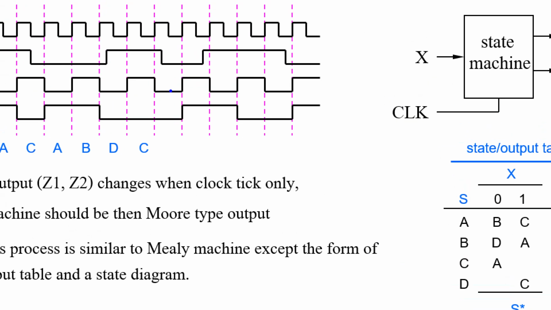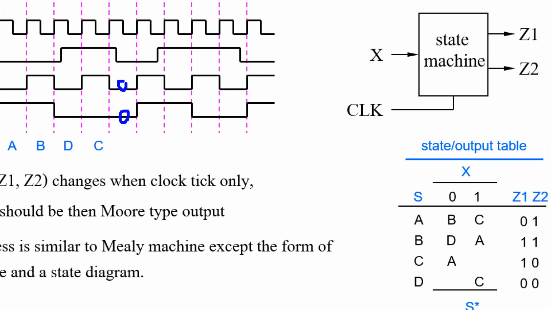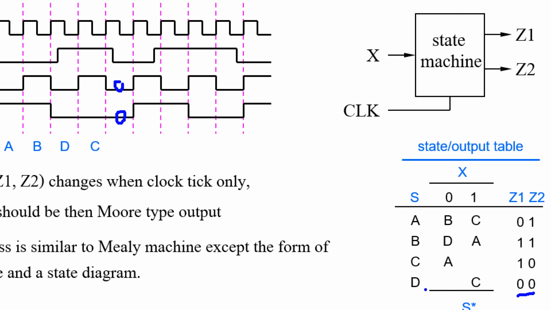In this period of time output is 0 0. 0 0 is state D, right? So it's D here. That means when the machine is in state C and clock ticks with X is 1, go to D. X is 1, C changes to D. And then clock tick here, X is 0, output is 1 1. 1 1 is state B. So D changes to B when X is 0.